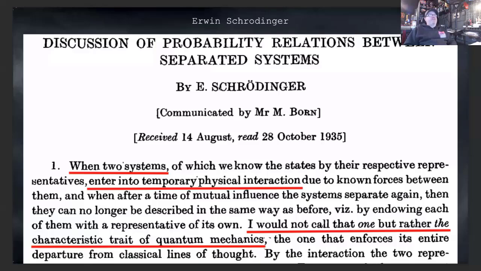In this particular paper, also from 1935, which is the year when John von Neumann denounced the quantum mechanical formalism, he wrote, when two systems enter into temporary physical interaction, which essentially means that you just got two systems, then stuff happens. And Schrödinger says, I would not call that one, but rather the characteristic trait of quantum mechanics. So he believes that the most important thing to understand in quantum mechanics is not measurement, but composition of systems. That's Schrödinger's idea.